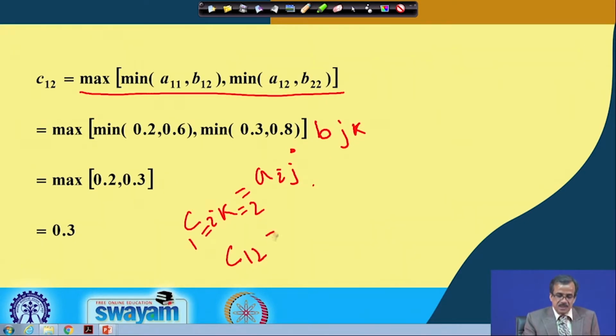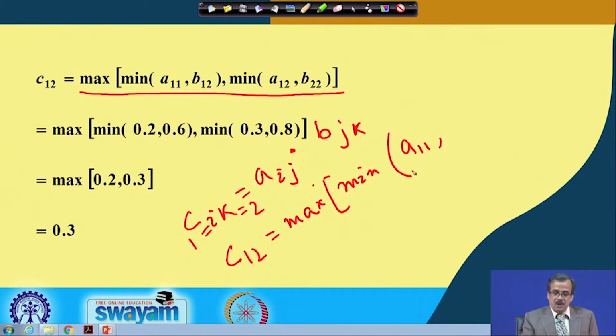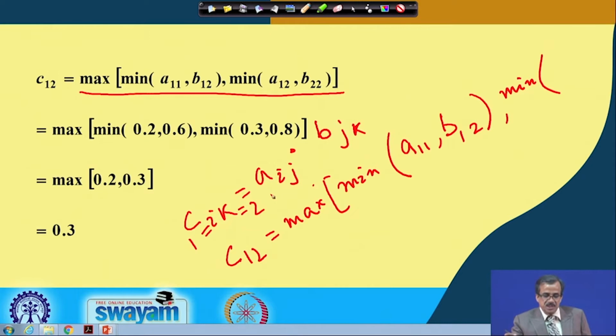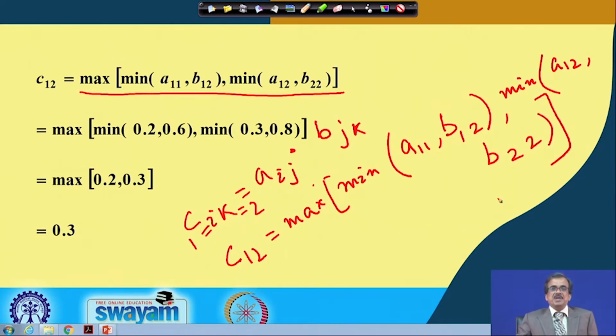So, this C12 is nothing but the maximum of the minimum between A11 (i equals 1, j equals 1) and Bjk (j equals 1, k equals 2), and the minimum of the next, A12 (i equals 1, j equals 2) and Bjk (j equals 2, and k is also 2). So, this is the relationship which we will be getting.